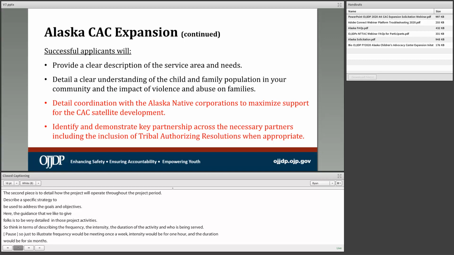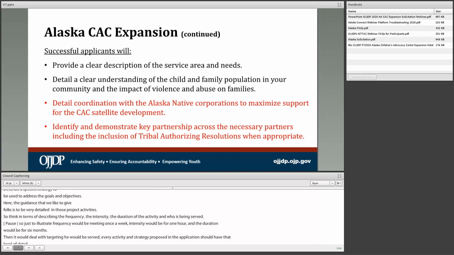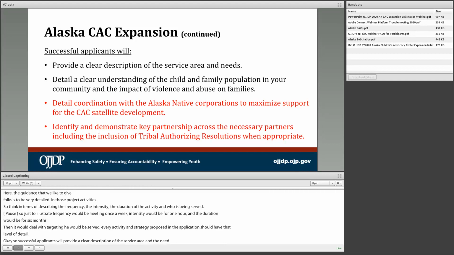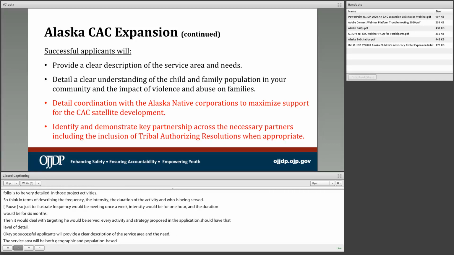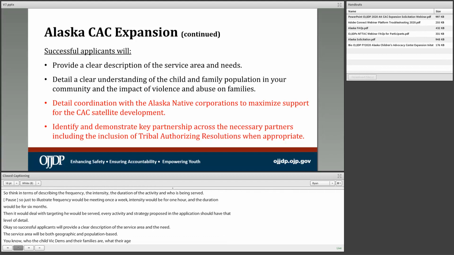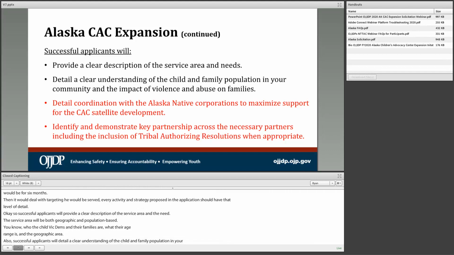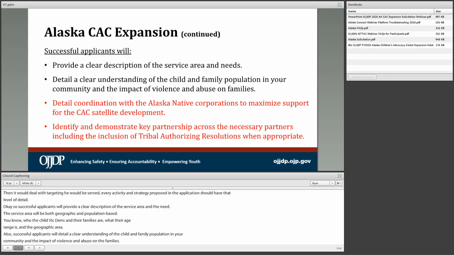Okay, so successful applicants will provide a clear description of the service area and the need. And so service area will be both geographic and population-based. So, you know, who the child victims and their families are, what their age range is, and then the geographic area. Also, successful applicants will detail a clear understanding of the child and family population in your community and the impact of violence and abuse on the families, so that when you're describing your project design, it's clear that you understand and that the proposed solutions are based on that knowledge and information that you're detailing to us.